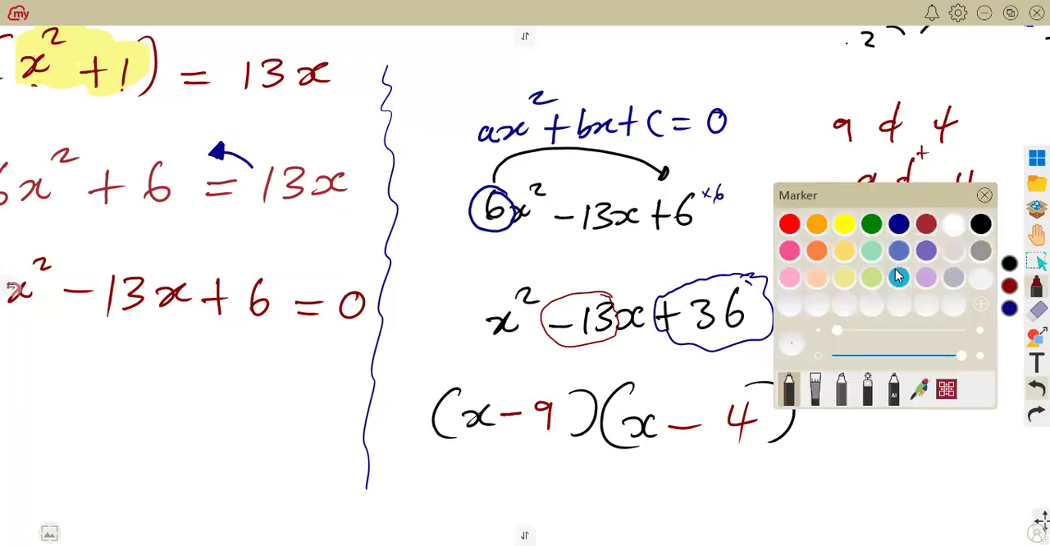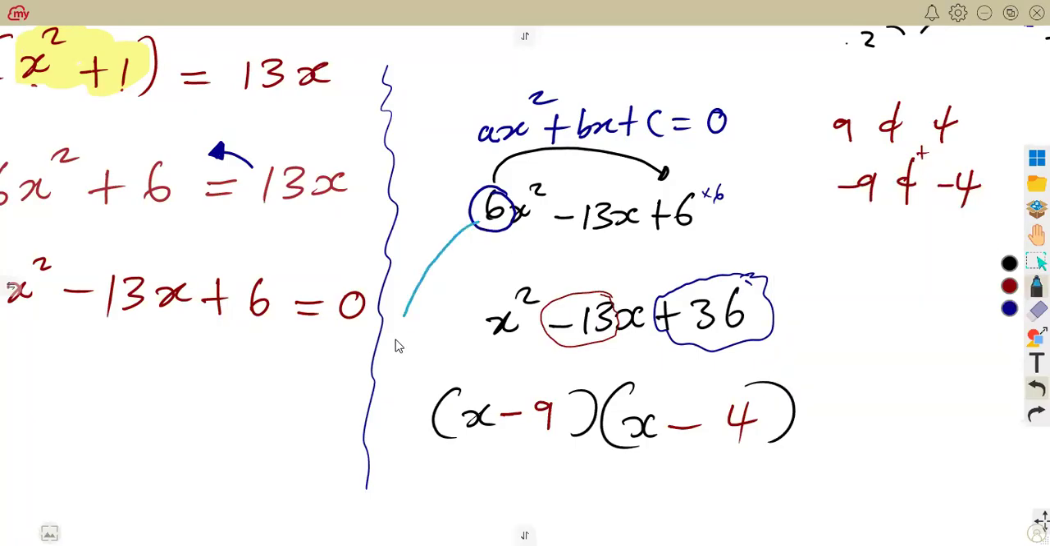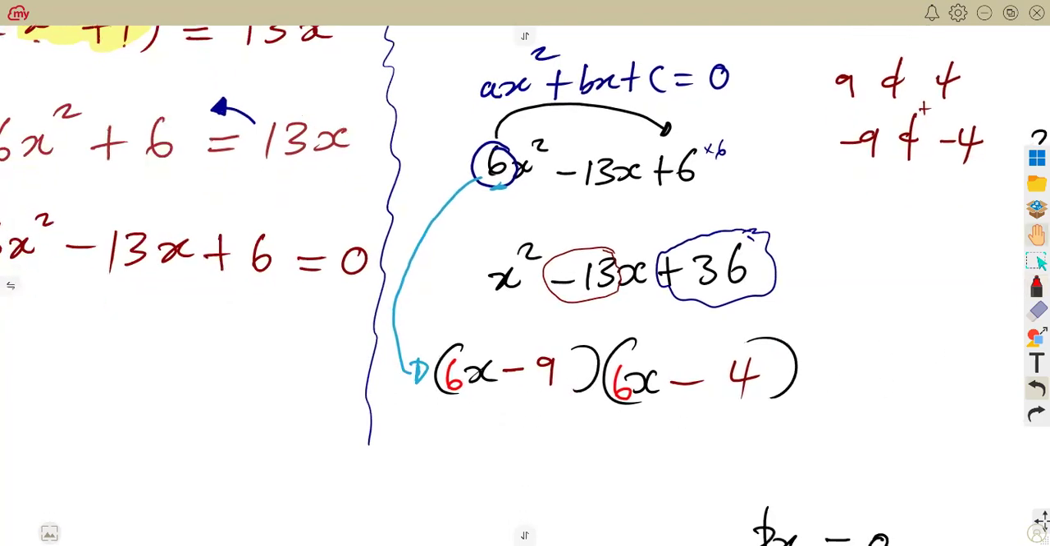Do not forget, like I said, to bring back the number that you removed before. The 6 that we removed, bring it back into this bracket. So we're going to bring the 6 here, bring the 6 here. We factorize where possible in these two brackets. Is it possible to factorize the first bracket? Yes, between 6x and 9, 3 is common. So you can factor out 3. Thus, we are going to have 6 divided by 3, which is 2x, minus 9 divided by 3, that is going to give us minus 3.